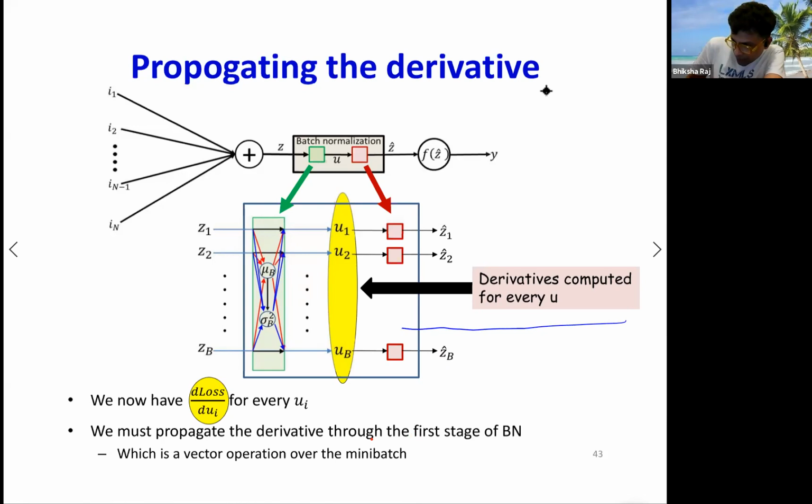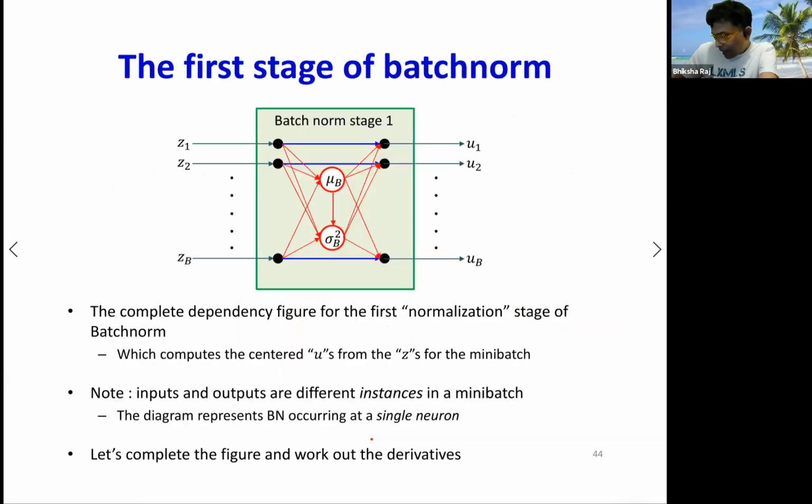Okay. So in the process, what we have done is that we've gone backwards and computed the derivative with respect to these u's for every instance in the mini batch. So now we have this dl over du for every single training instance in the mini batch. Now, from these u's, we want to compute the derivative with respect to the z's. And let's see how that happens.